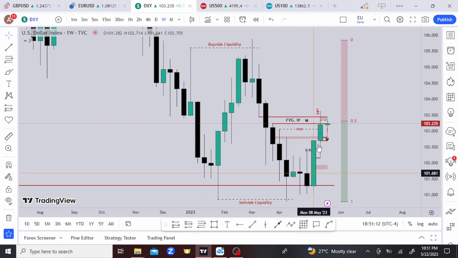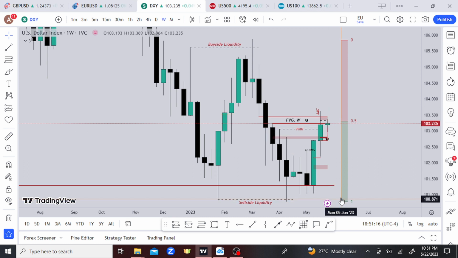Price will normally retrace to premium. So you can see, measuring from the low of the range to the high of the range, price has retraced all the way back up to premium above 50%, and above 50% we have this weekly fair value gap. So this is the weekly chart. As price has come to the weekly fair value gap, it has started to reject. So let's look at the daily chart.